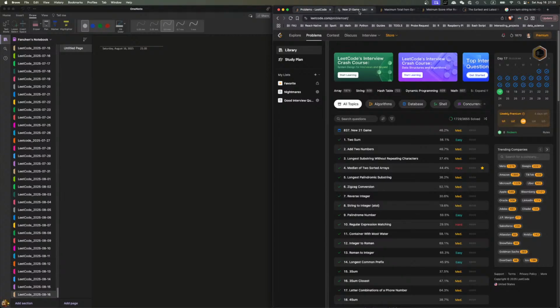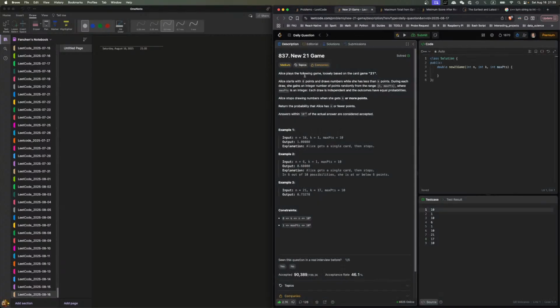New 21 game. Alice plays the following game, loosely based on a game of 21. Alice starts with 0 points and draws numbers while she has less than k points. During each draw, she gains an integer number of points randomly from the range 1 to max points, where max points is an integer. Each draw is independent, and the outcomes have equal probabilities. Alice stops drawing numbers when she gets k or more points.